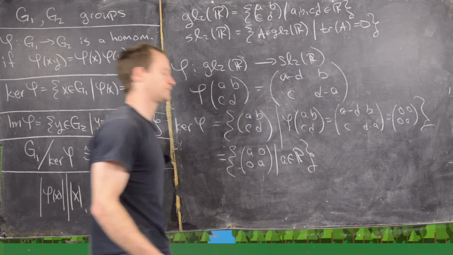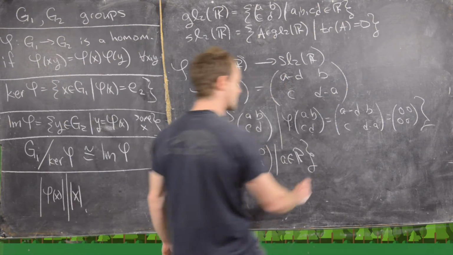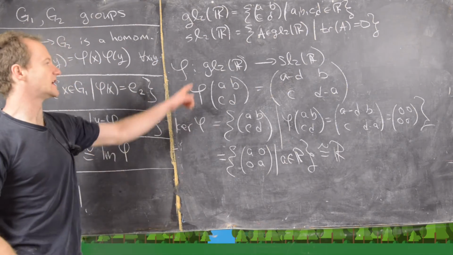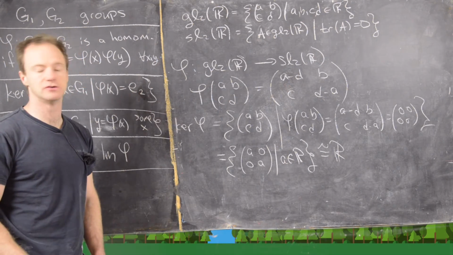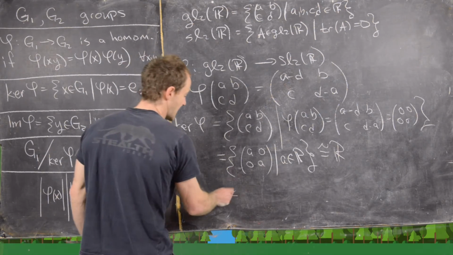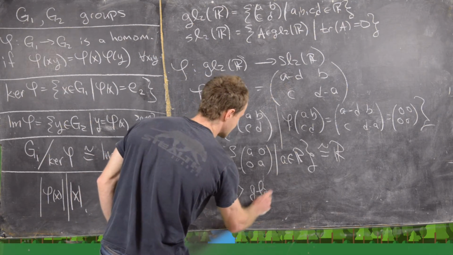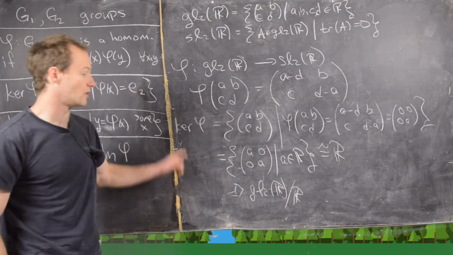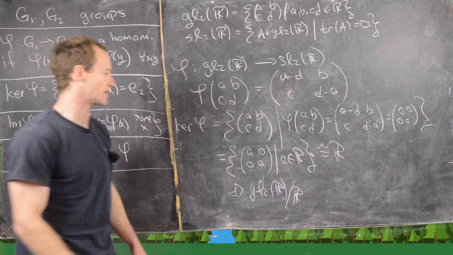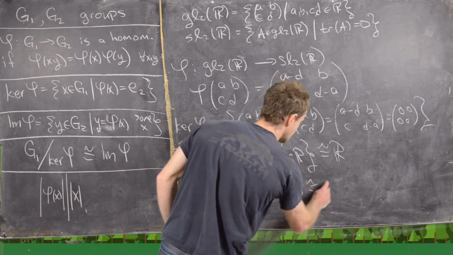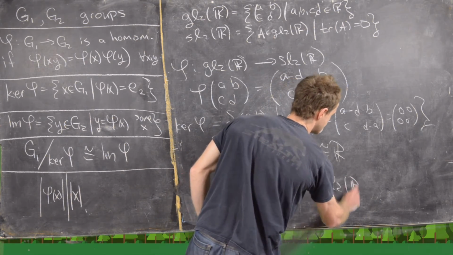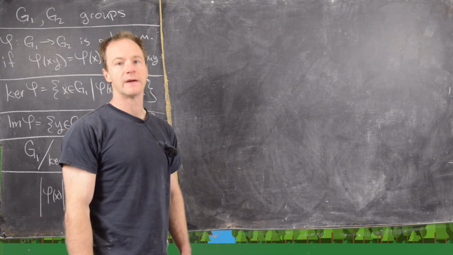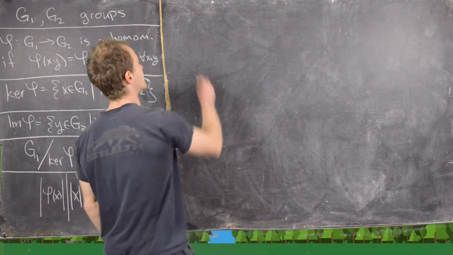Okay, good. But now notice that's a copy of the additive group of real numbers living inside of GL2R. So what that tells us is that if we take this GL2R and we mod out by this kernel, which is the additive group of real numbers, we get this SL2R. Okay, good. So we'll keep going. Okay, so for our next example, we'll look at the following.